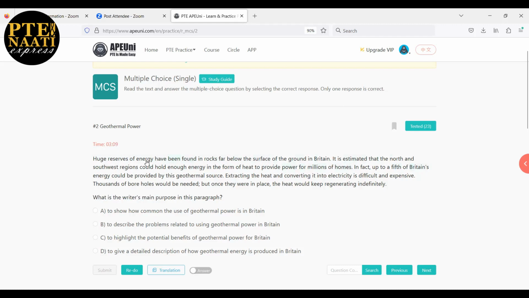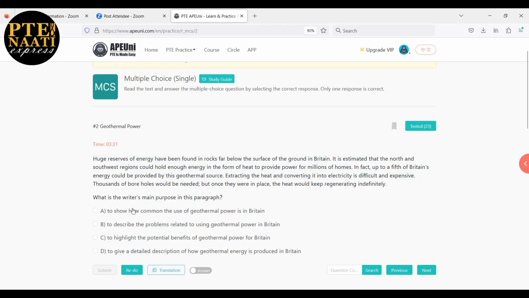It is estimated that north and south regions could hold enough energy in the form of heat to provide power to millions of homes. So actually, energy could be provided by this geothermal source. Extracting heat, converting electricity is difficult and expensive. So actually it is not common.